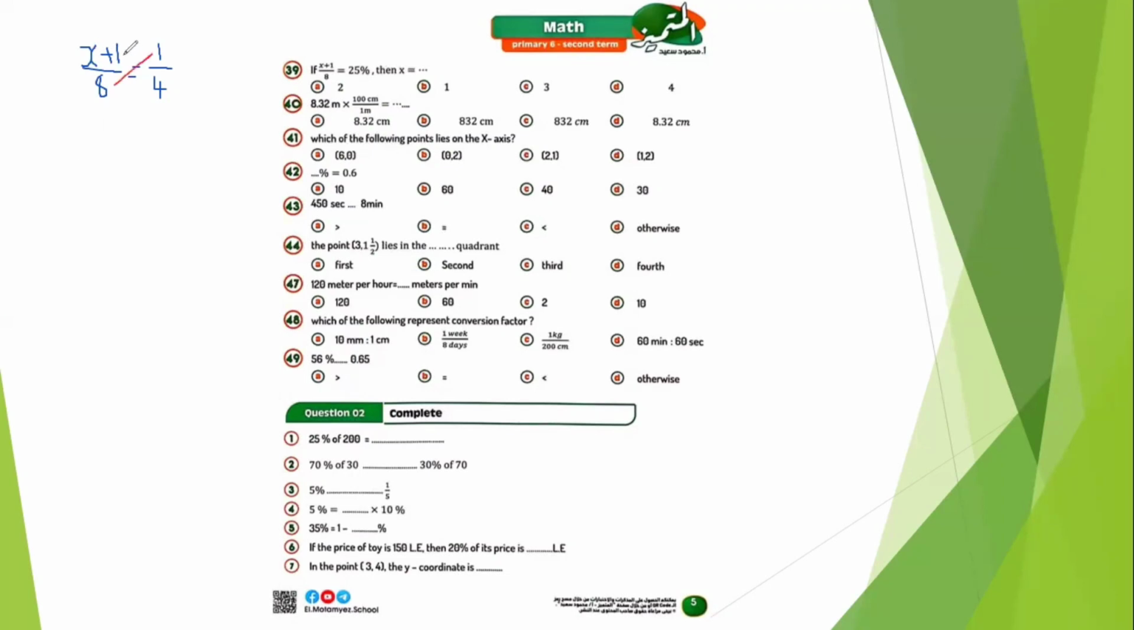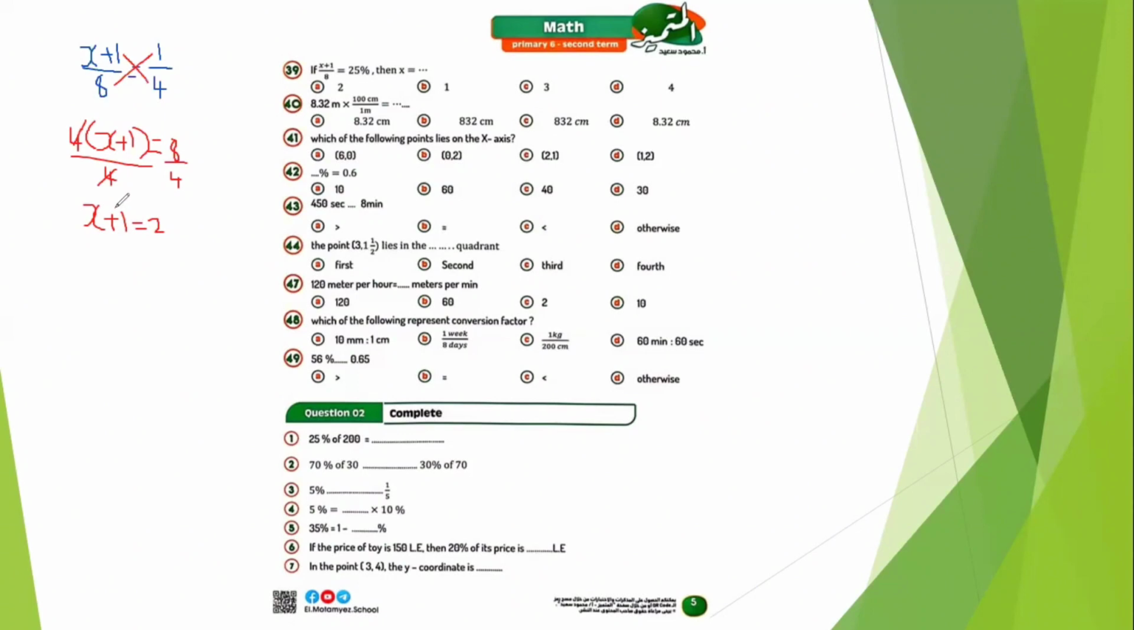8 times 1 equal 4 times by x plus 1. So we can write and start with x. 4 times all of this, x plus 1 equals 8 times by 1 in the other side. We can simplify it now. We can divide this side by 4 and this side by 4. When we simplify, we will cross this 4 with this 4. And I will write here x plus 1 equals 8 divided by 4 equals 2.